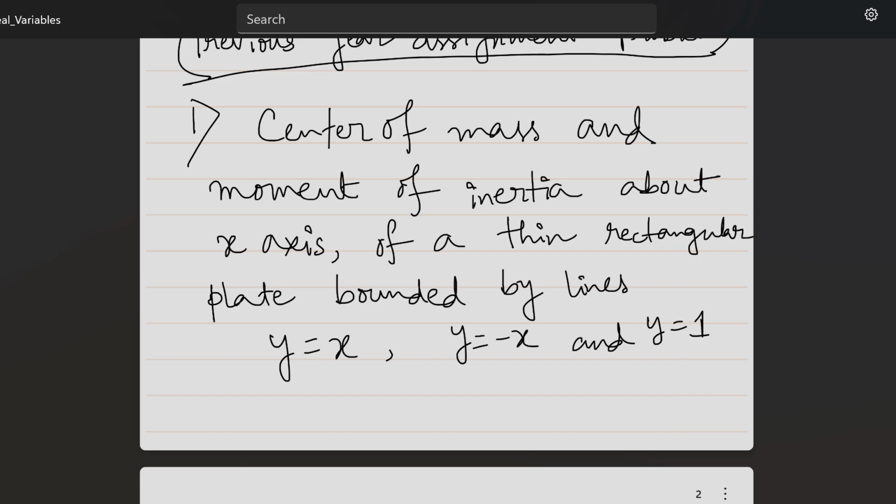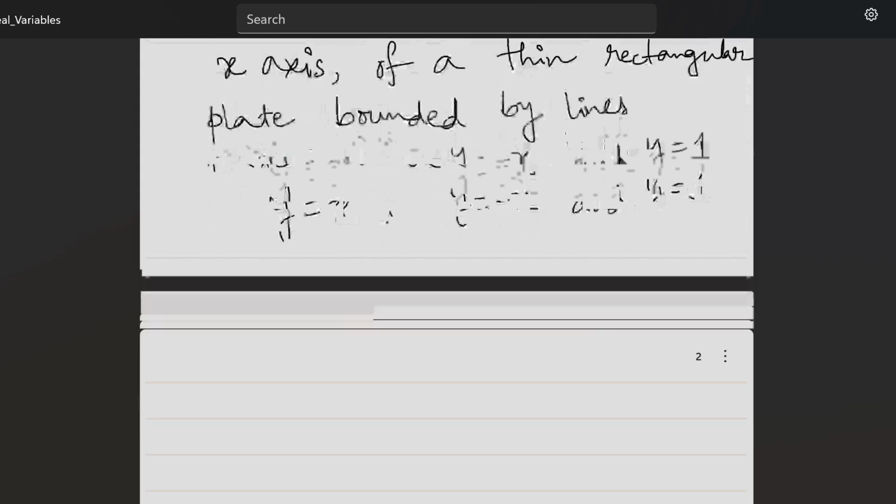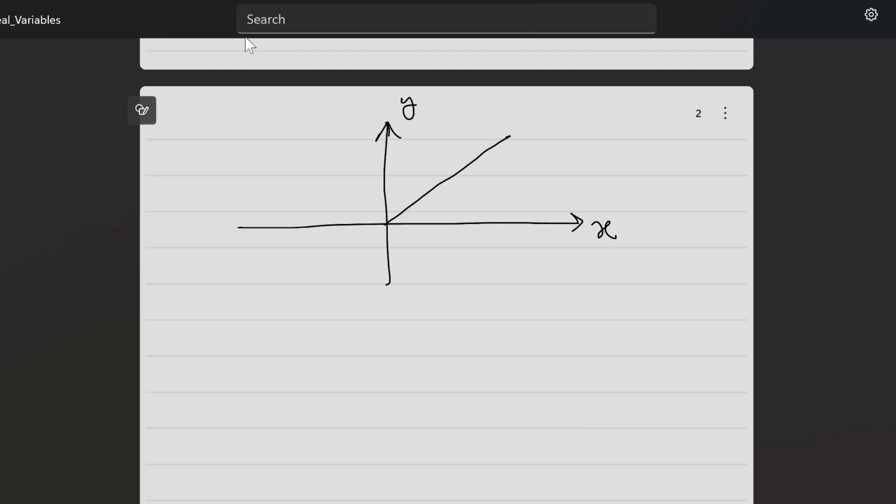So I will draw the graph first, the lines. So in the xy plane, what is the y equal to x line? This is nothing but this one. This is y equal to x.